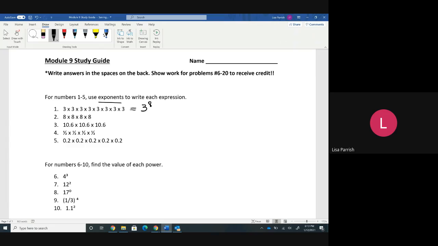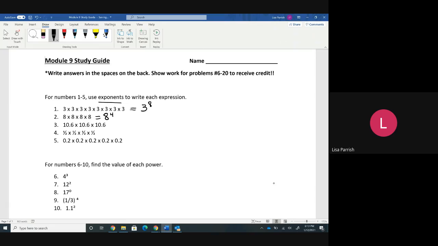Okay, let's look at number 2. You've got 8 multiplied times itself. Okay, so that means 8 is my base. How many times is 8 multiplied times itself? Count 1, 2, 3, 4. So 8 to the 4th power. Okay, I always tell my kids to take your pencil on your paper and touch it to each one, especially when you have a lot like a number 1. You don't want to accidentally miscount.